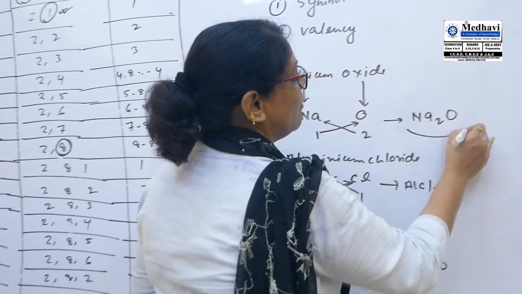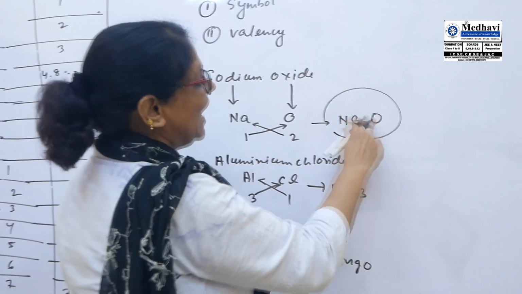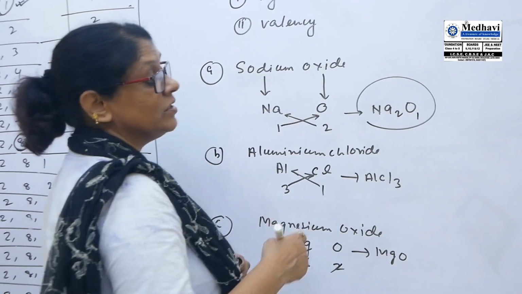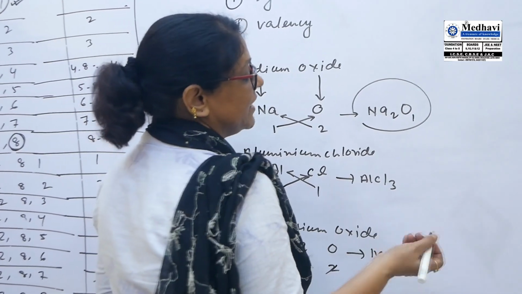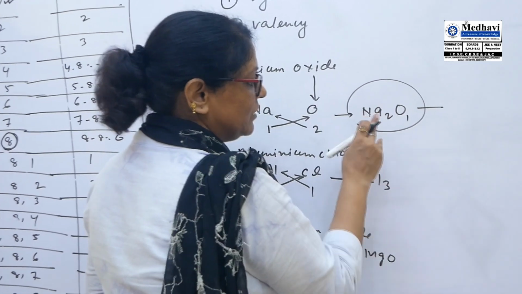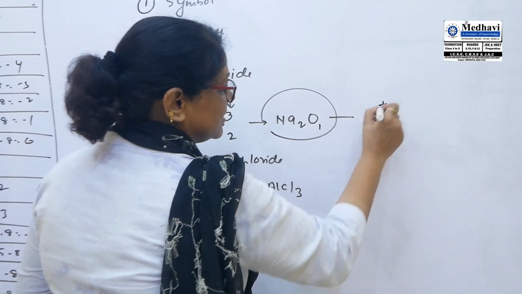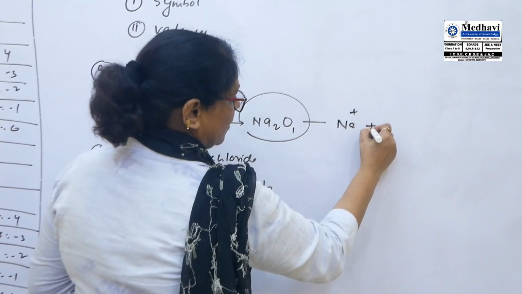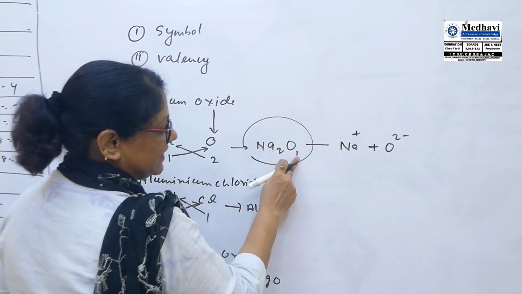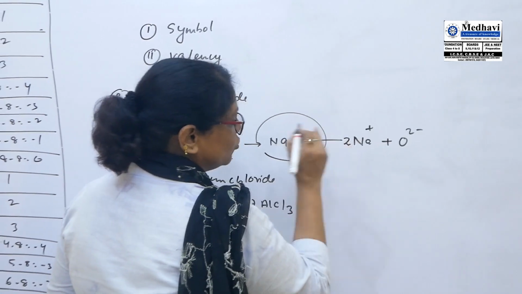So here in sodium oxide, remember one thing: this 2 represents the valency of oxygen, and this 1 represents the valency of sodium. In higher classes or other subjects, if we want to break this part, it is important to note that Na will develop a positive charge and oxygen will develop a 2 negative charge. This 2 is for oxygen and this 1 is for sodium, and as there are 2 sodium atoms, here I write 2.